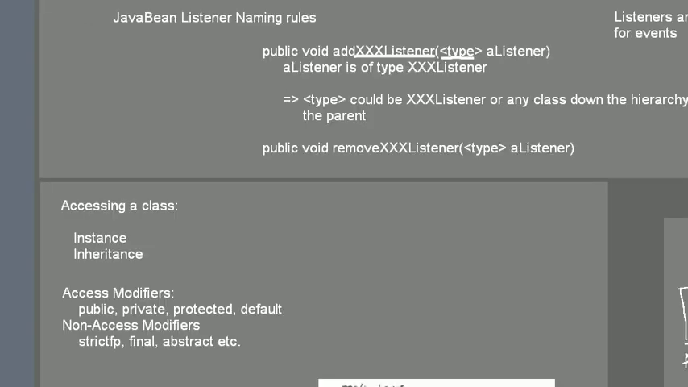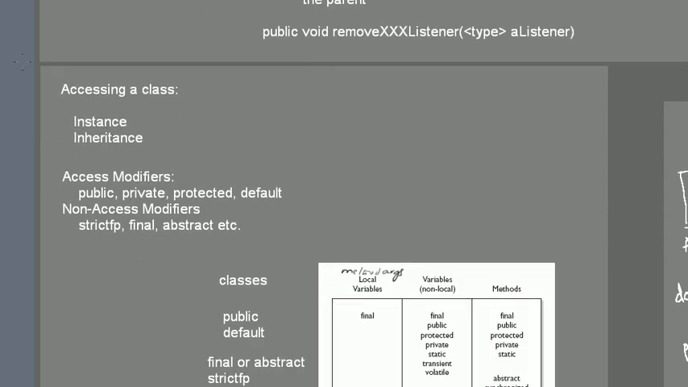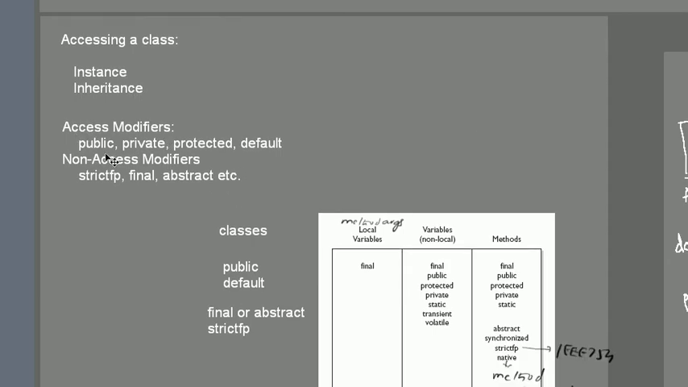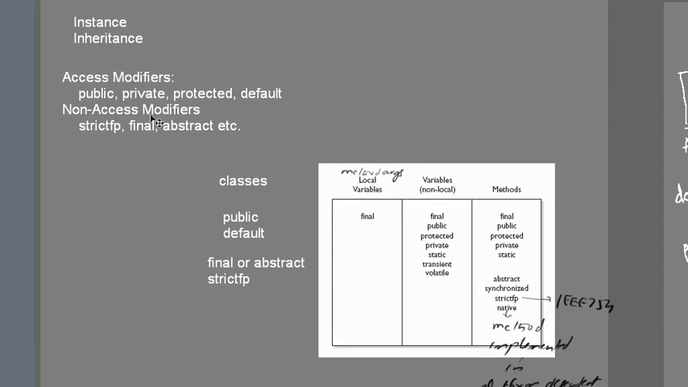How can a class in Java be accessed? A class in Java could be accessed using an instance of the class, or through inheritance. Now, access modifiers. There are three access modifiers, but there are four levels of access. Public, private, protected, and default are the four levels of access. But public, private, and protected are the access modifiers. Default is implicit, or by default.